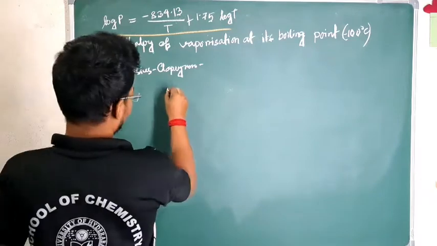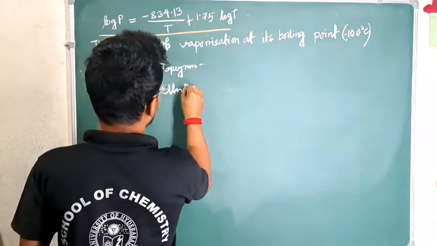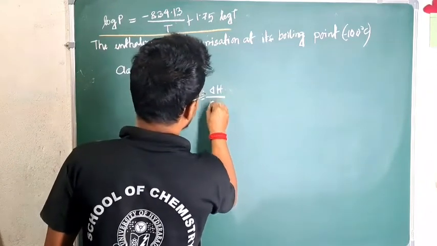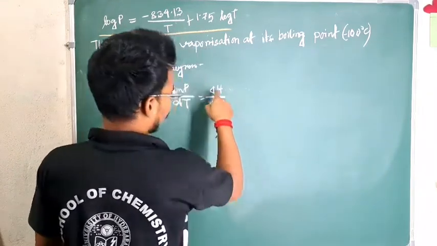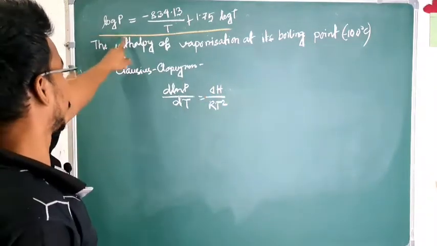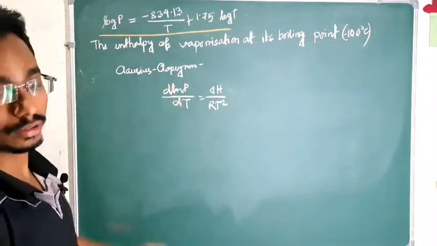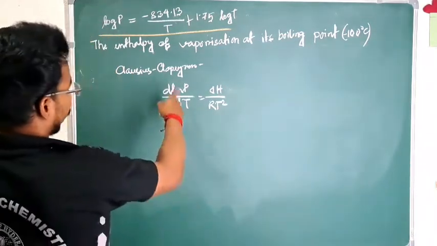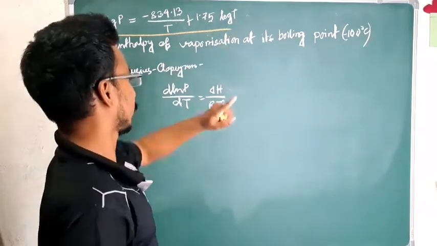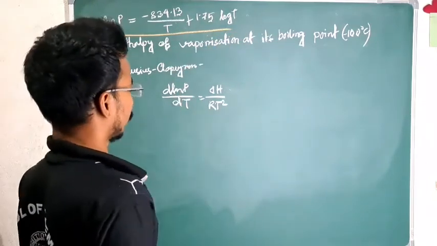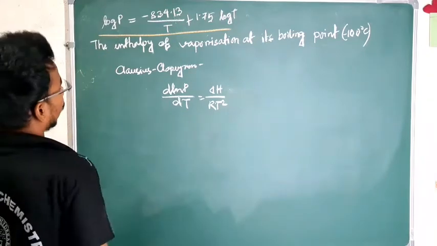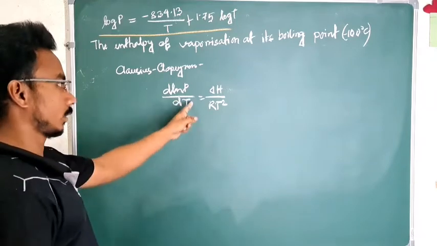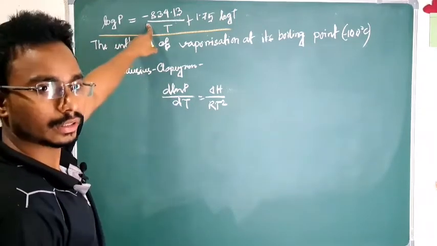So what is the equation of Clausius-Clapeyron? d ln P by dT equals delta H by R T square. Because they are asking about enthalpy, and P and T are given, you should think about Clausius-Clapeyron. But here log is given, whereas in the equation ln P is used, and d ln P by dT means differentiation, so we have to differentiate it taking ln.